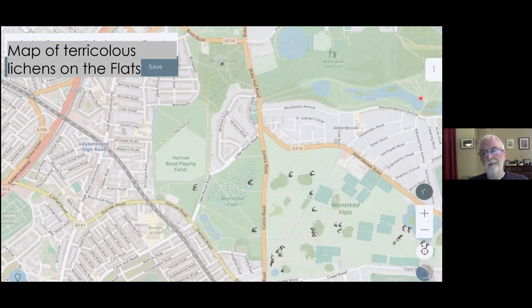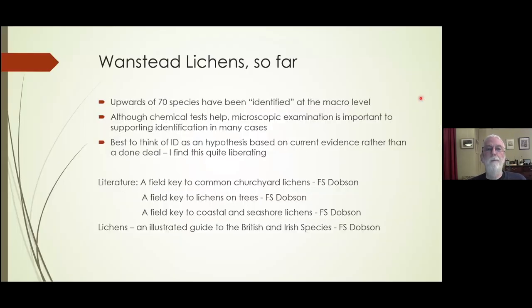The thing that most of these patches have in common is that Cladonia tends to be associated with ditches, and so does Peltigera. But some of them will grow on open ground next to paths, and maybe they benefit from the disturbance that goes on and the nutrients that are thrown up. So, Wanstead lichens so far.